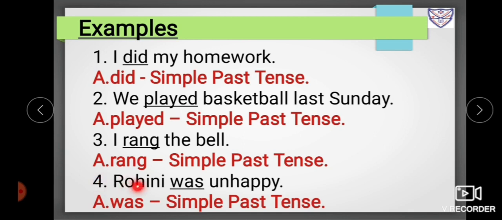Number 4, Rohini was unhappy. So over here was is a helping verb which is in simple past tense, as it shows that Rohini was unhappy somewhere in the past time. So we can say was is in simple past tense.